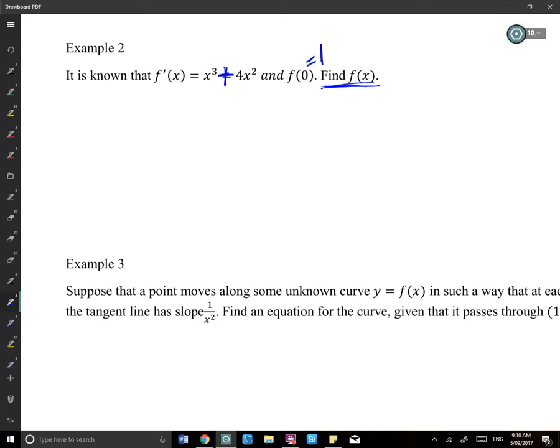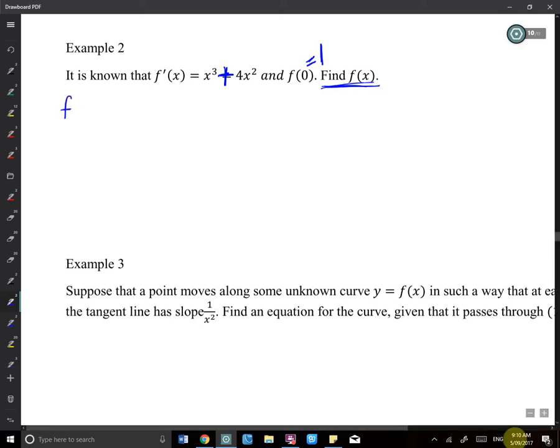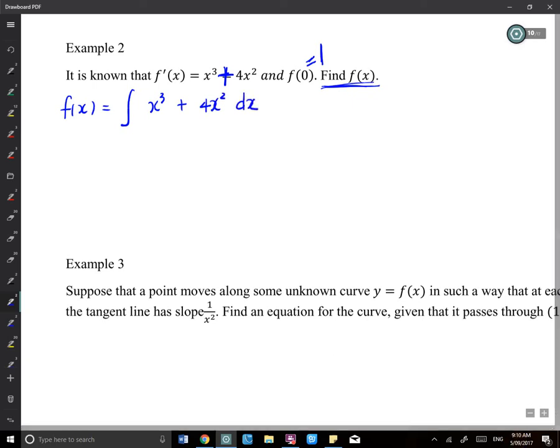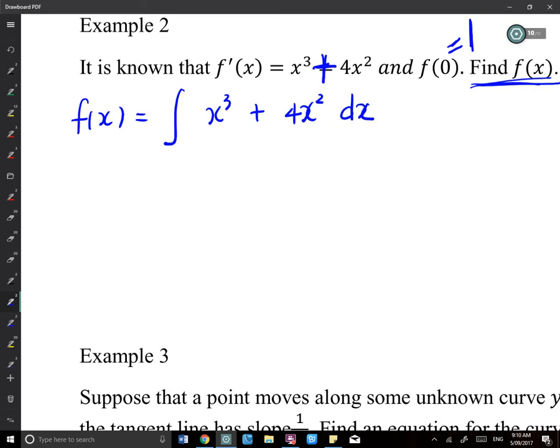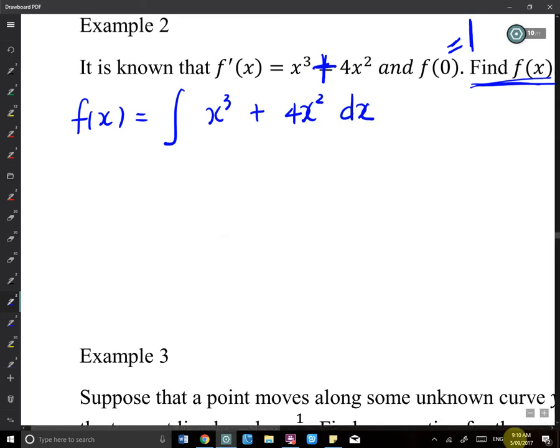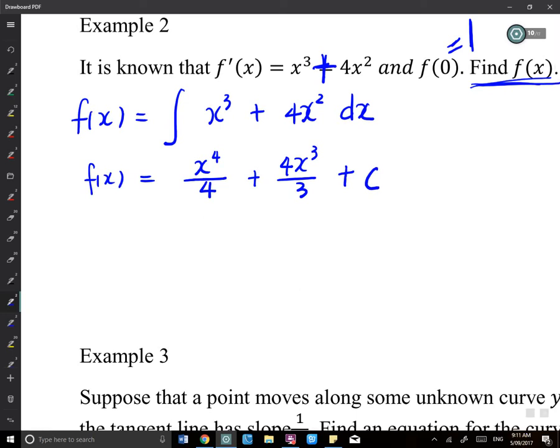So f dash x equals to that. fx must equal the integral of that, because to differentiate fx you have f dash x. Now you antidiff f dash x, you must have fx. So fx equals x to the power of 4 divided by 4 plus 4x to the power of 3 divided by 3 plus c. You always have that plus c.